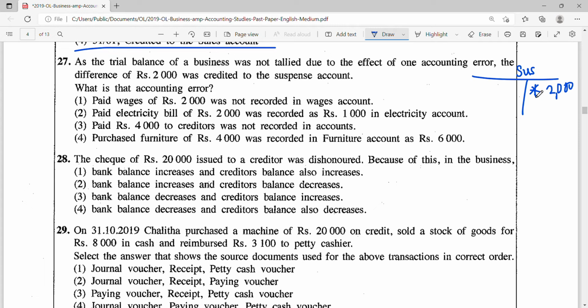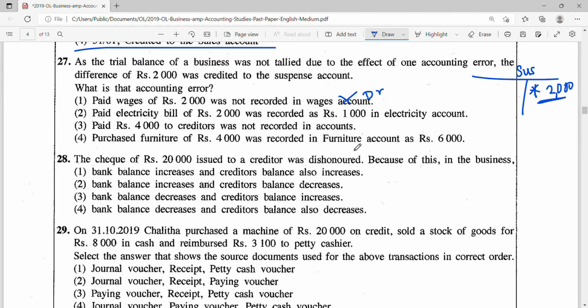What is the accounting error? Paid wages of rupees 2,000 was not recorded in the wages account. Now, if you paid wages, the correct double entry is cash account credit, because you're paying it in cash. Cash will get credited. Wages account will be debited. Now, if you didn't record in the wages account, it's the debit side that is having the error. But here the error is on the credit side. So answer 1 is incorrect.